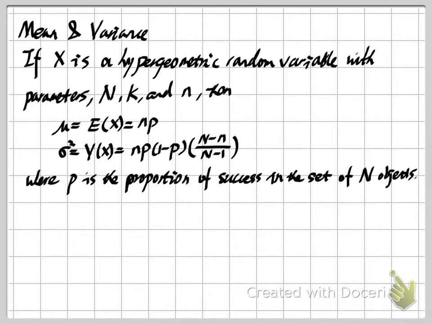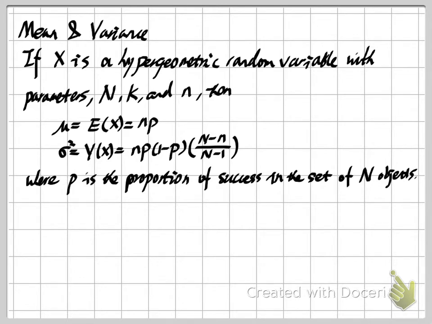So what is the meaning of p? p is the proportion of successes among the capital N objects. So this is the meaning of p. We write this p just to make sure the formulas for our mean and variance look simple. Otherwise, they would be much longer than these two equations.